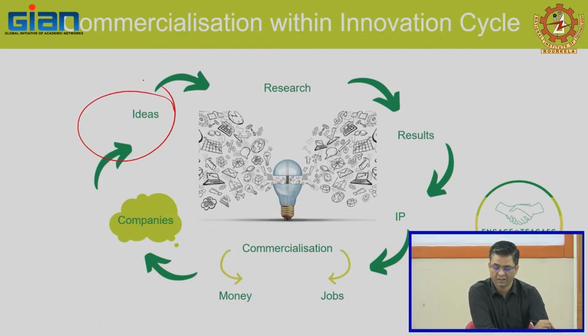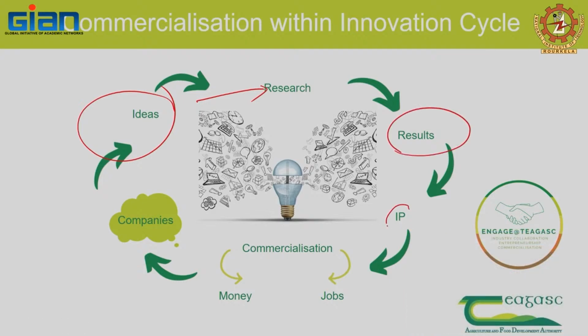Commercialization within the innovation cycle. The idea you have, in the form of a project or so, you carry out research work. You get the result, you create IP, intellectual property, or data for publication or for a patent. Once you have IP, you commercialize that work. That creates jobs, generates revenue, starts the business. So this is one simple innovation cycle.